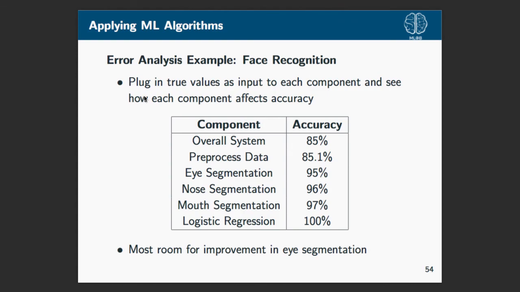For example, our overall system accuracy is 85%, and we see that the individual boxes in our pipeline have an accuracy of this much. We can deduce that we have the most room for improvement in our eye segmentation part, because that's the lowest. Pre-processing data, you're always going to take a hit on that, and you could definitely improve it, but that's not fundamentally what our model will work on. So by looking at these different error statistics, we were able to see which part of our black box is working the least.